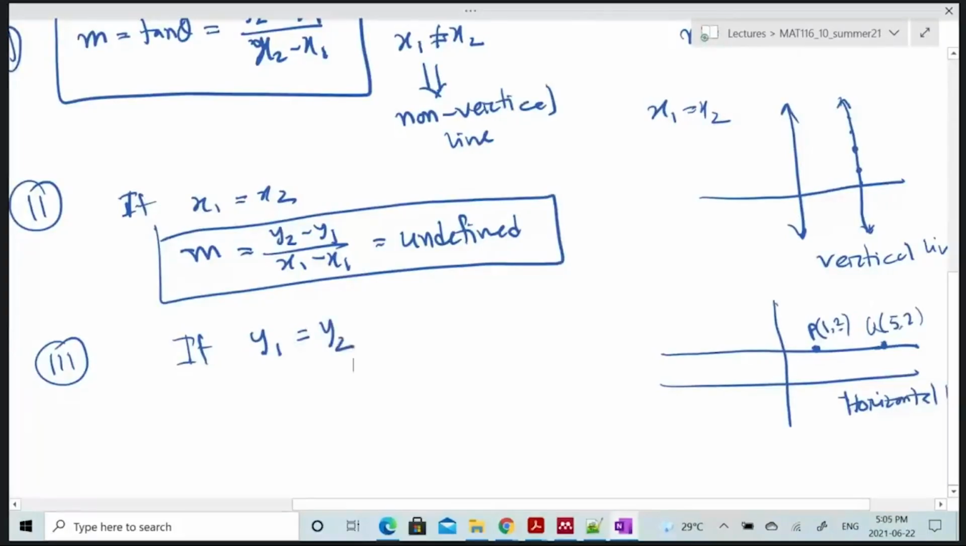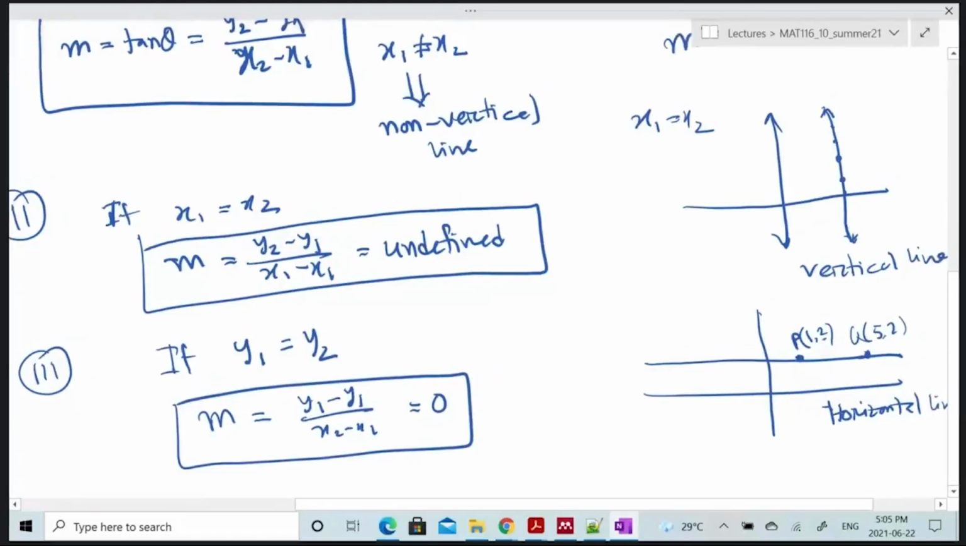Exactly what's going to be the slope in this case? Zero, ma'am. Exactly. Because we're going to have y2 minus y1 divided by x2 minus x1. So the slope is going to be 0. This is the third case. You can also compare it.